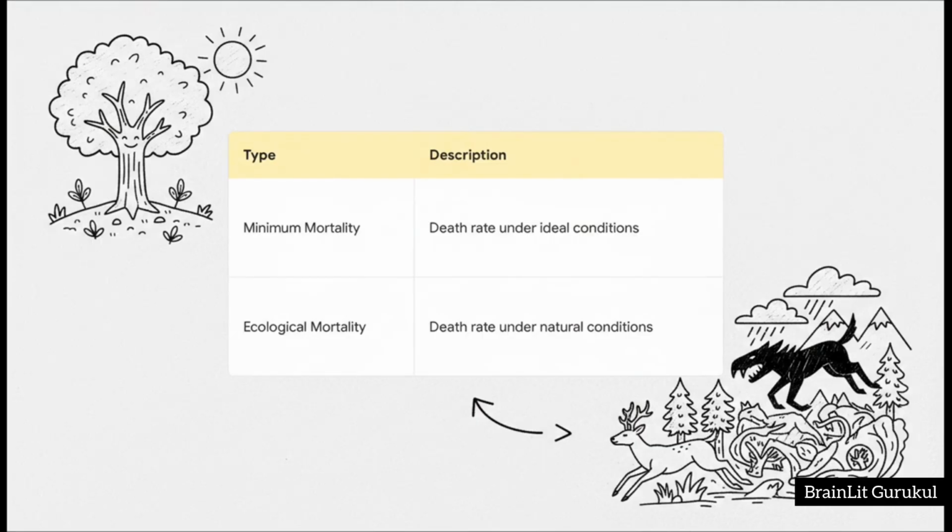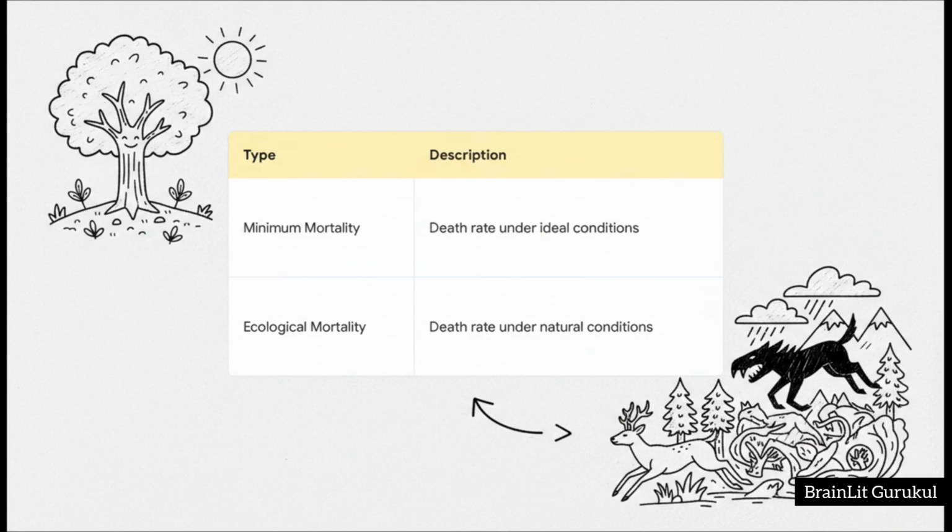And just like with natality, we've got two types here. Minimum mortality is the death rate in that same perfect, ideal world where the only thing you die from is old age. Ecological mortality is what's actually happening out in nature with all the dangers that come with it. So of course, the real-world mortality rate is always going to be higher than that ideal minimum.